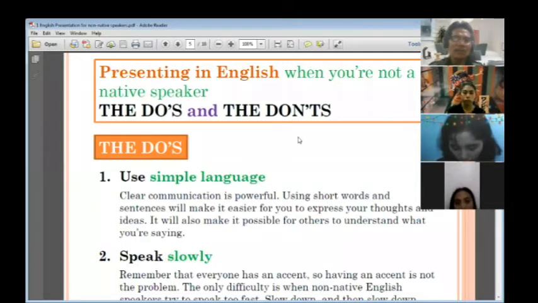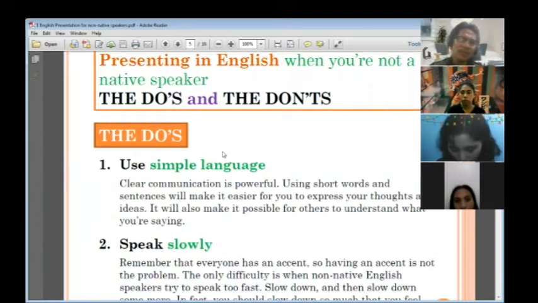So when you are presenting in English, you are going to have the terms the do and the don'ts. What is meant by the do and the don't here? The do is what a speaker should do during the presentation, and the don't is what a speaker shouldn't do during the presentation, right? Class, you know what I mean? Yes, sir.